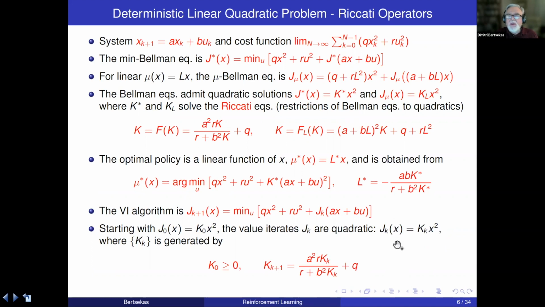So this is the basic theory of linear quadratic problems. And now we are going to try to visualize it.